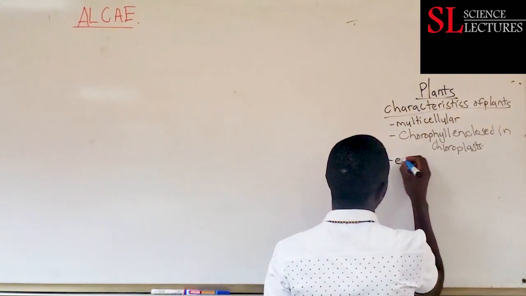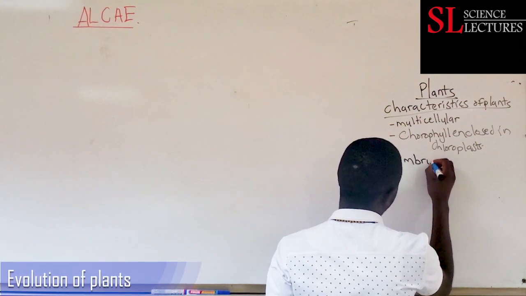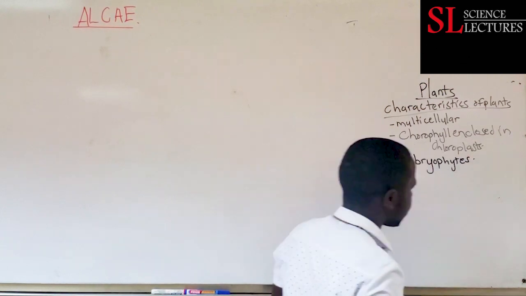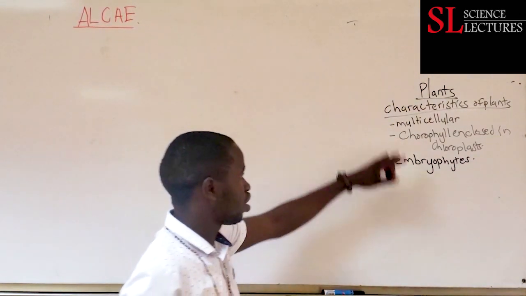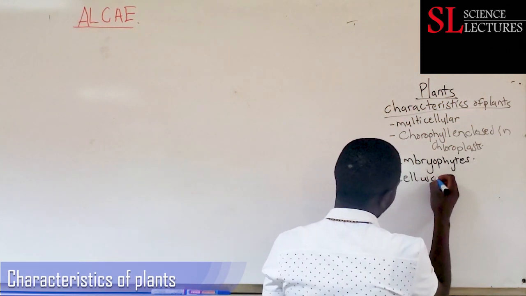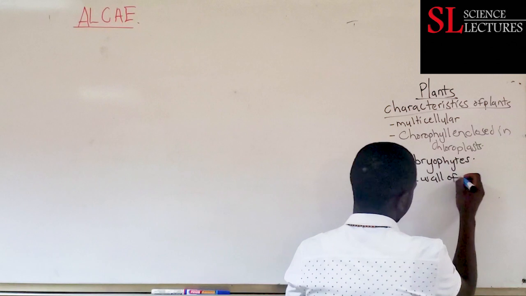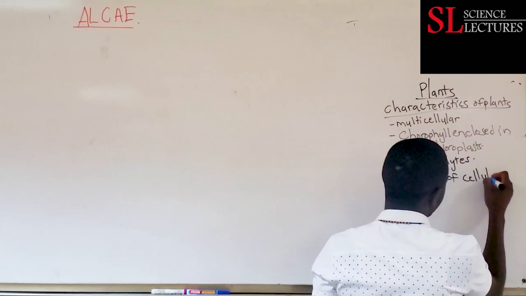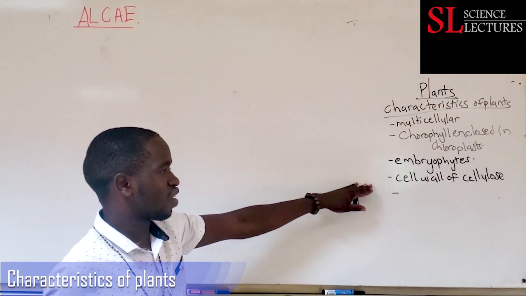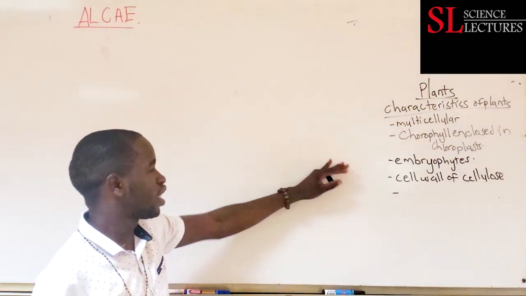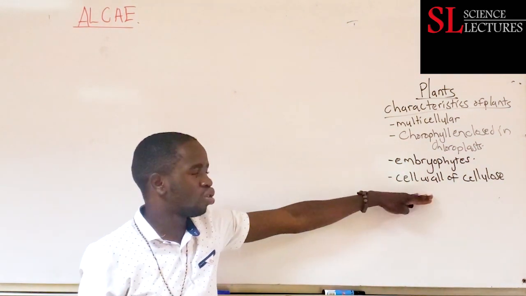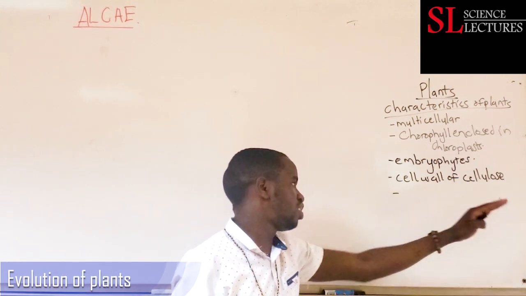Number three, it is supposed to be an embryophyte. That means when you have fusion of both male and female gametes, you must form an embryo that is multicellular. Number four, their cell walls are supposed to be made up of cellulose. That is why things like mushrooms, which were originally classified as plants, were removed from the plant kingdom, because yes, they have cell walls, but those cell walls are made up of chitin.